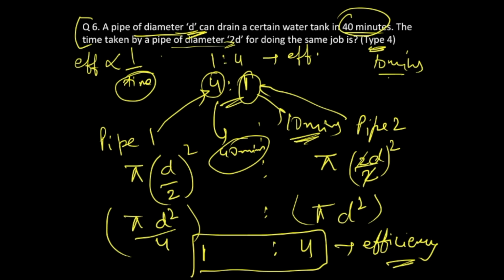So all you have done in this question is consider the efficiency based on the cross-sectional area of the pipe. The only logic it contains is that the efficiency is going to depend on the cross-sectional area of the pipe.